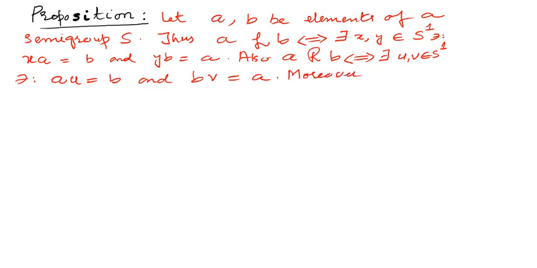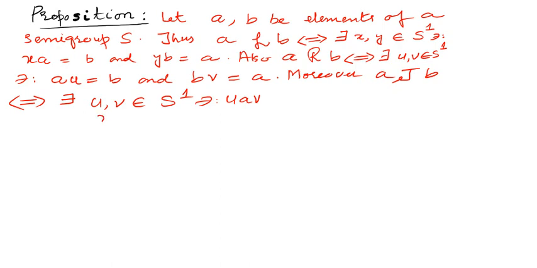Moreover, A is J related to B if and only if there exist elements, let's choose U, V, X, Y, four elements for this J relation, in S1 such that UAV is equal to B and XBY is equal to A.